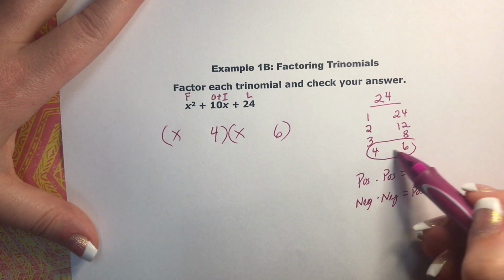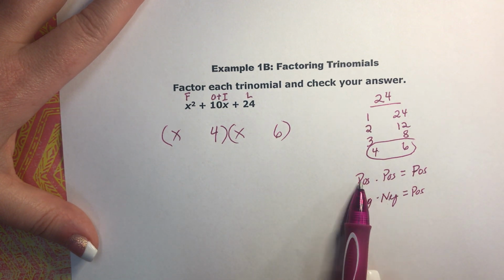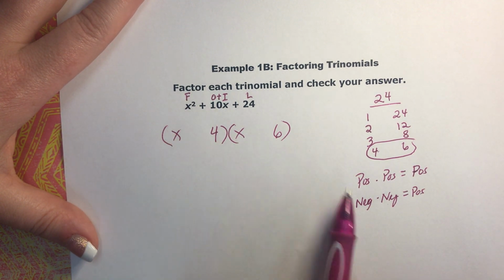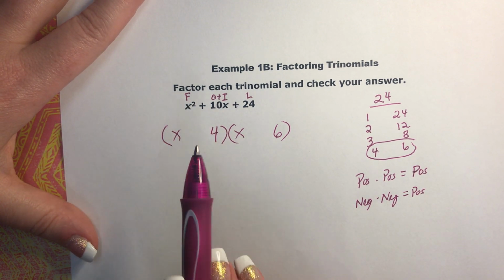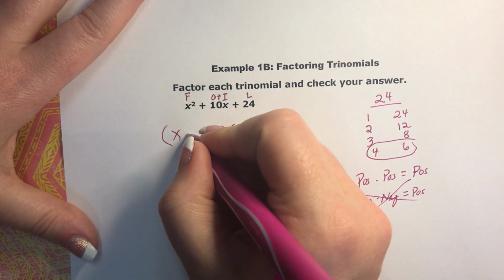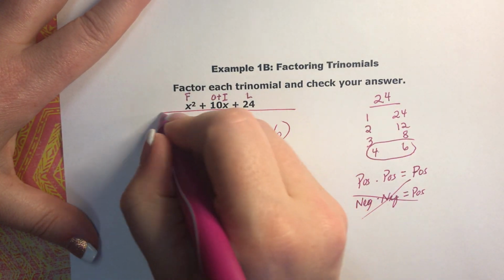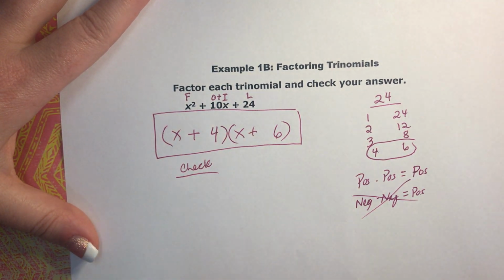But we also have to add the factors together. If we add a positive plus a positive, that would give us a positive, but if we add a negative plus a negative, that would give us a negative number, and we need a positive. So we know it's not going to be negative. Both of the signs are going to be positive, and boom, there's our answer, and we're going to go ahead and check it.